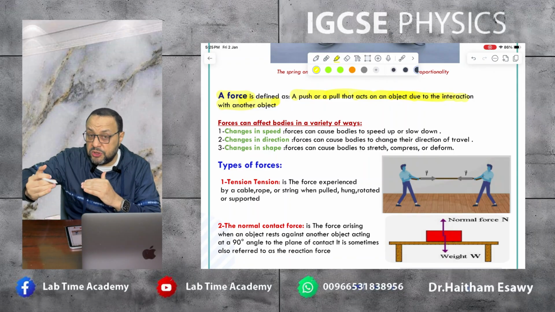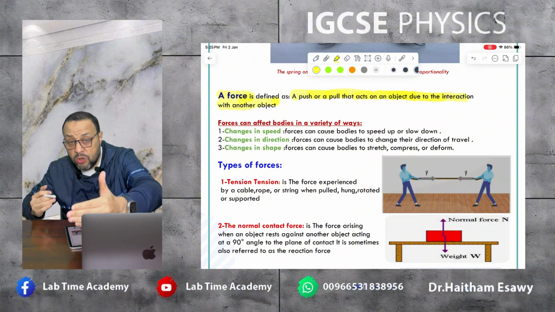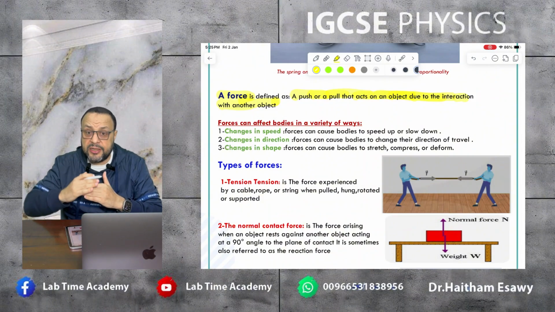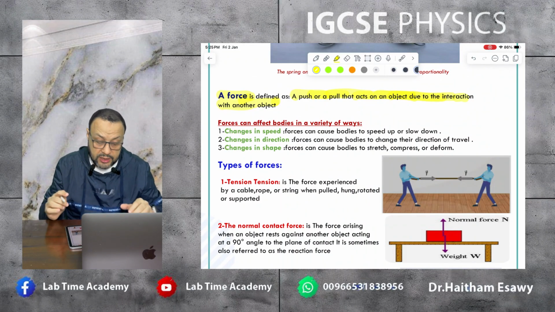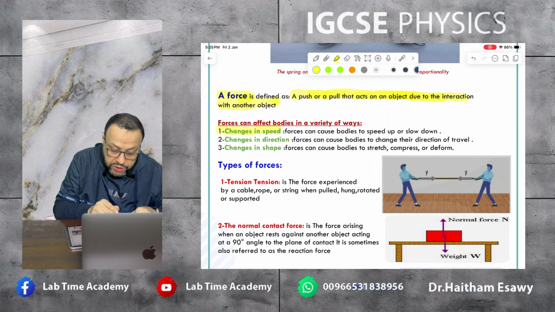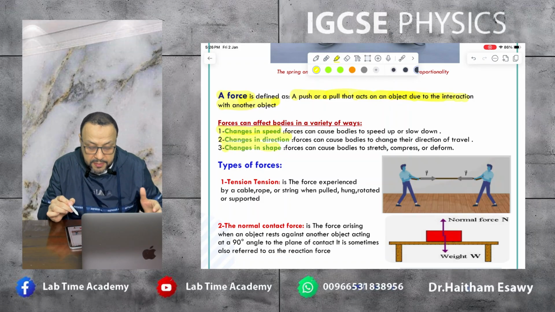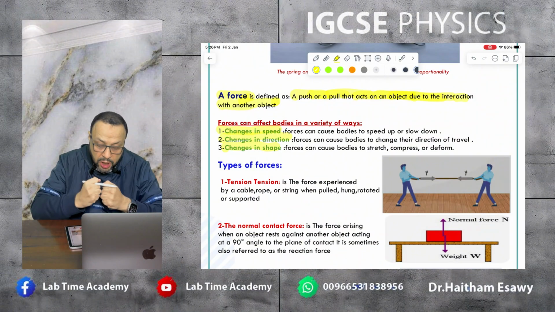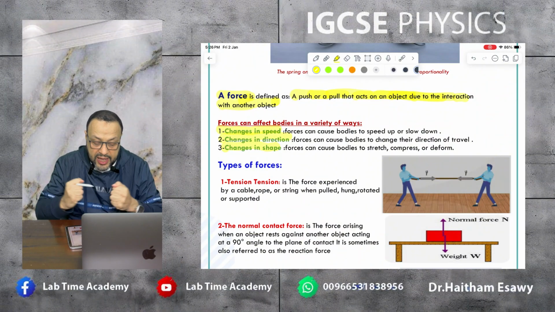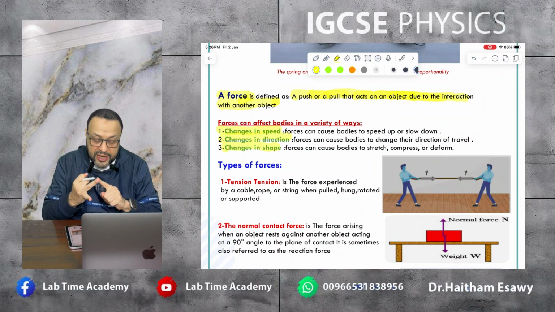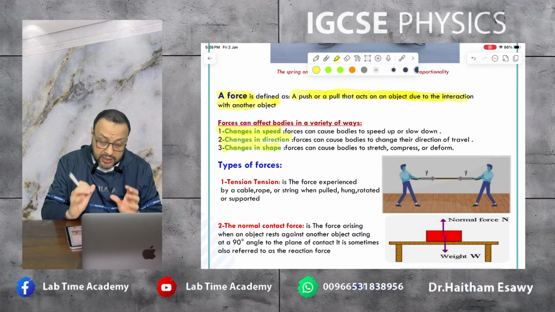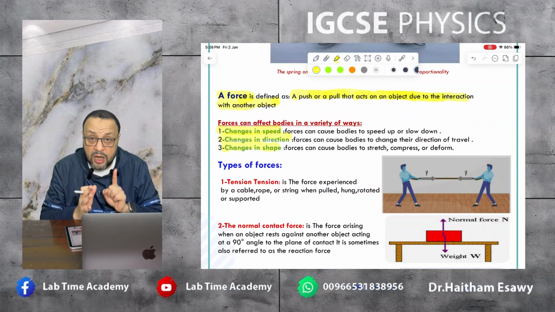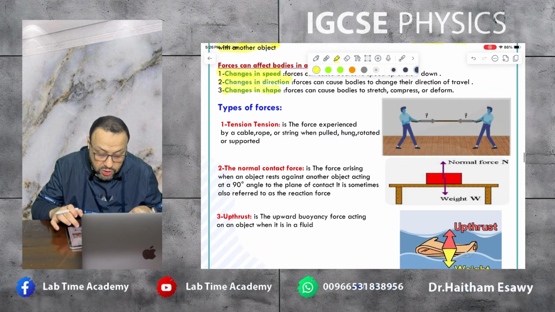It can change the speed of the object, making it speed up or slow down. It can cause a change in the direction of motion of the object, and it can also change the shape of the object. It may stretch or compress the object. So the force can cause a change in the speed, a change in the direction, and also a change in the shape. Let's talk about the types of forces.